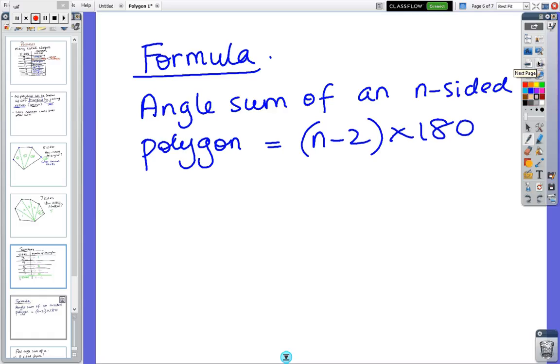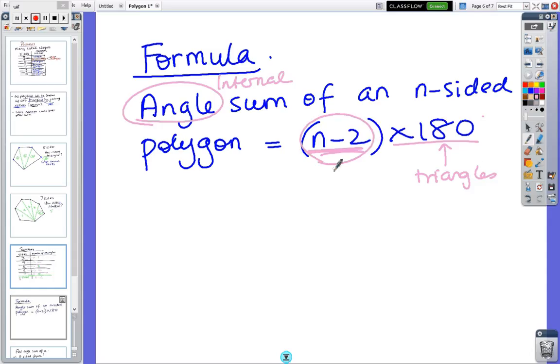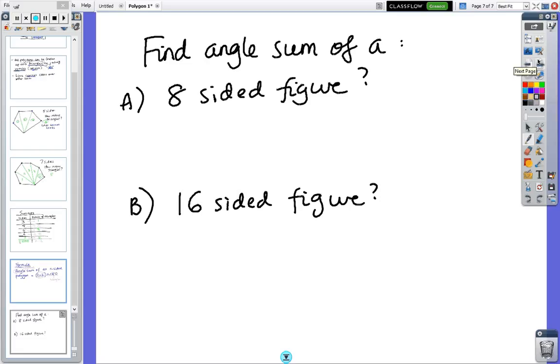Okay, so here's the formula. We're talking about the internal angles inside a shape, which will be n minus 2, times 180. And why 180? Because that's what the triangles are. Each triangle is 180 degrees, and we have 2 less triangles than the number of sides. Copy that, and that's a really important one, so put colour around that one. It's an important formula. Okay, so we're nearly at the end.